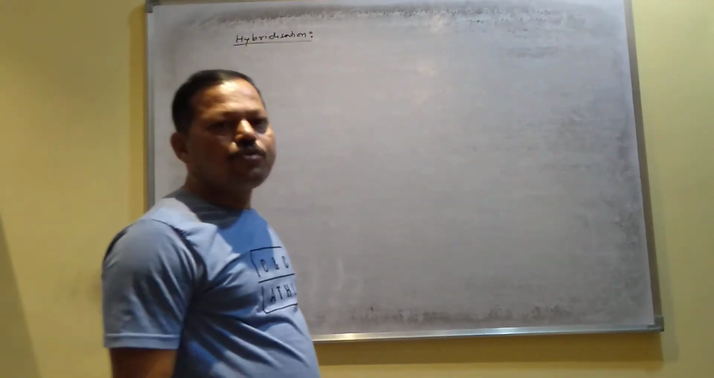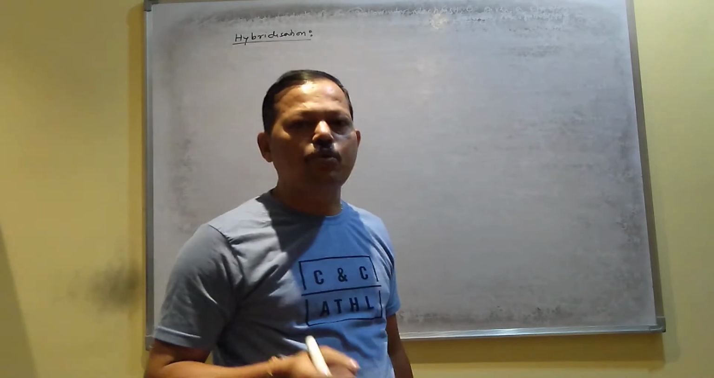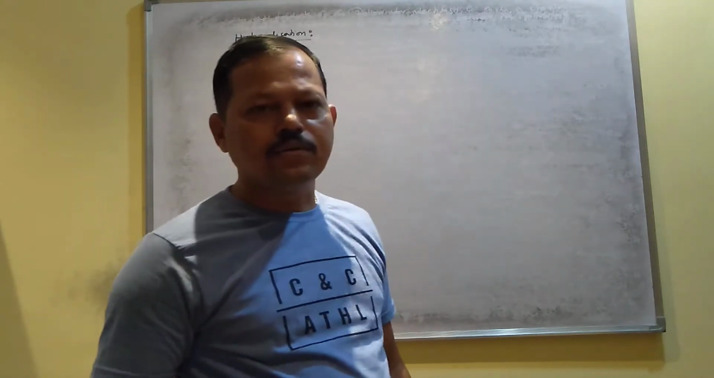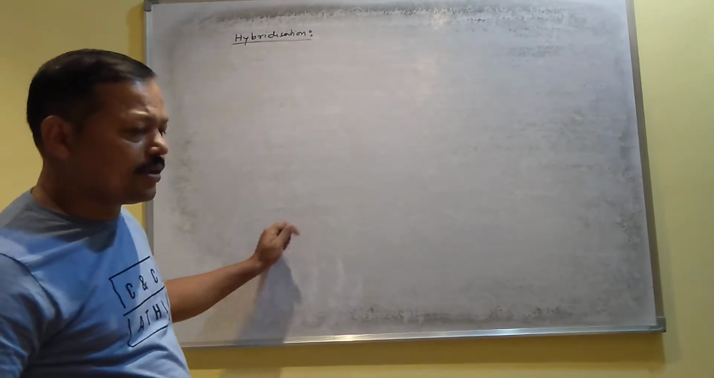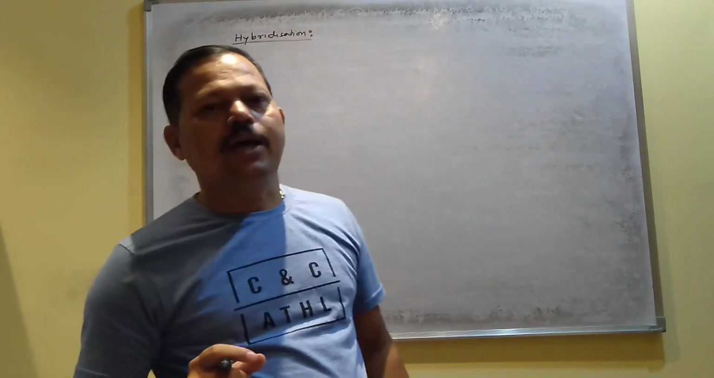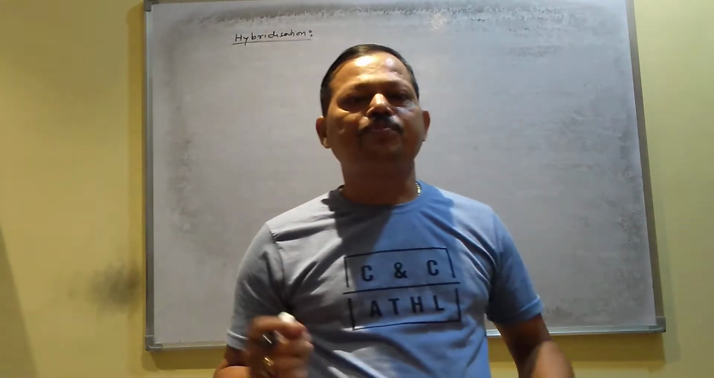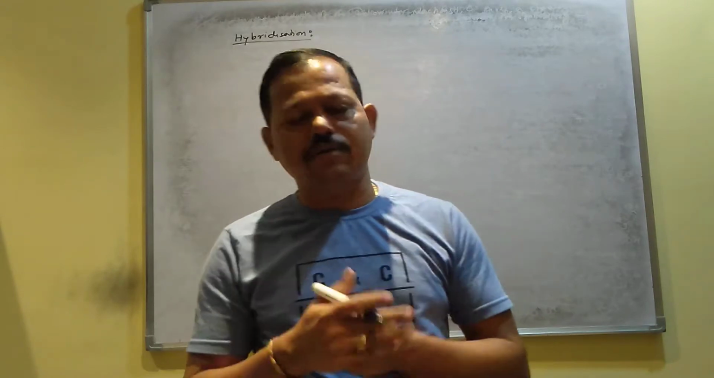Good morning students. Today we will do a new topic in the chemical bonding chapter, which is called hybridization. So this is a totally new concept. Now, what is hybridization? Already we have done valence bond theory, VBT, and by applying valence bond theory you can explain how a covalent bond is formed between two atoms.